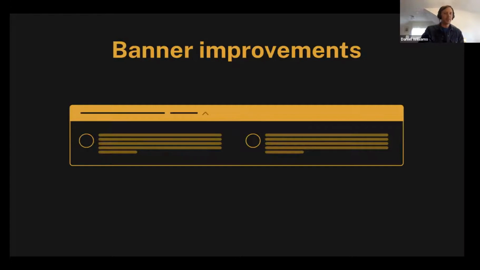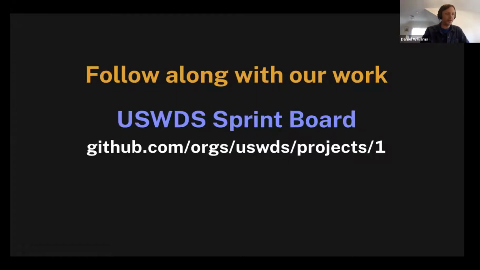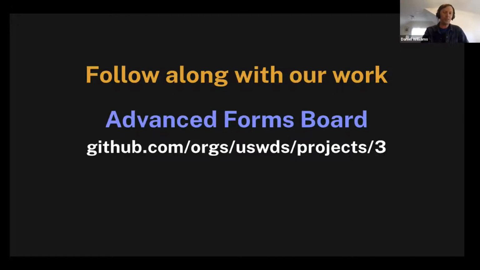So stay tuned and follow along with our work on our product roadmap board at this cool URL, github.com/org/USWDS/project/4. And also on our project sprint board. I won't read out that URL. And also on the advanced forms project board, which contains the progress on the work in a lot of the forms and pickers that we're working on.